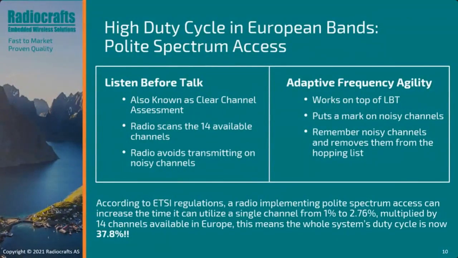Okay, so what use is this polite spectrum access? Well, according to ETSI regulations, a radio implementing polite spectrum access can increase the time it can utilize a single channel from 1% to 2.7%. Multiplied by 14 channels RIM uses in Europe, this means that the whole system's duty cycle is now 37.8%, which is absolutely amazing. Just imagine what you can do with 37 times more time on air than the system you can be using now.